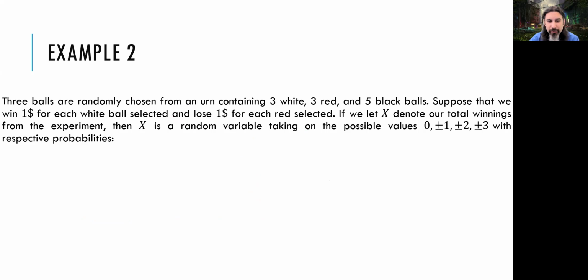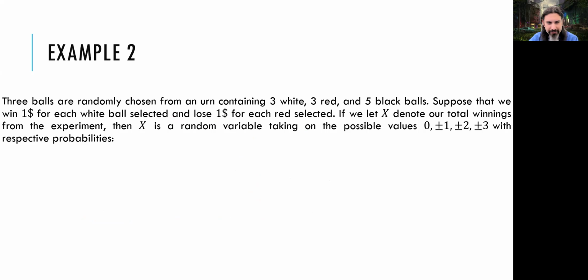3 balls are randomly chosen from an urn containing 3 white, 3 red, and 5 black balls. Suppose that we win $1 for each white ball selected and lose $1 for each red selected. If we let X denote our total winnings from the experiment, then X is a random variable taking on the possible values 0, plus minus 1, plus minus 2, plus minus 3.